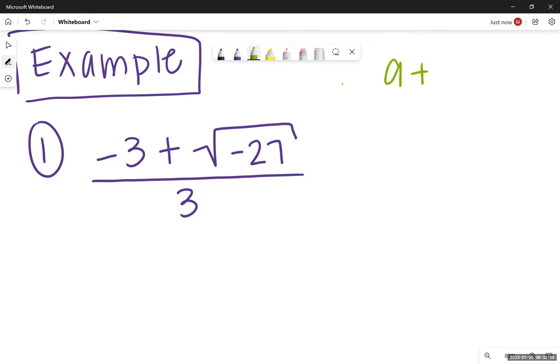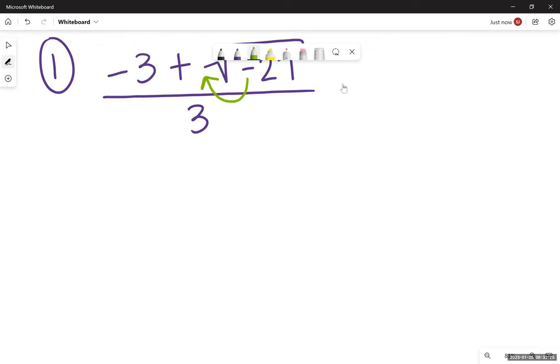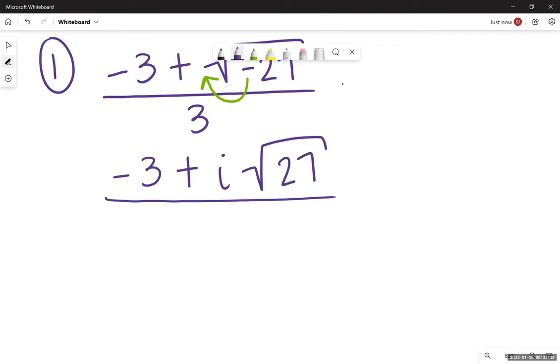Standard form is a plus bi. I noticed that I have a fraction and they want me to write it in the standard form. So what I would do first and foremost is rewrite what they've given me, but I'm going to pull out that negative and make it an i. So I have my larger fraction bar, negative 3 plus i square root of 27 divided by 3. So you can say pull i out.